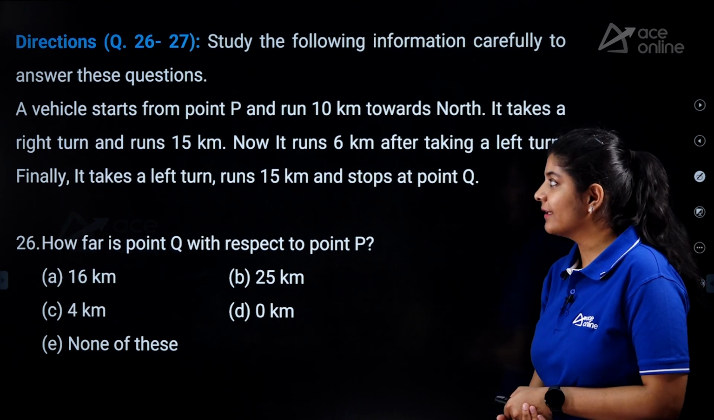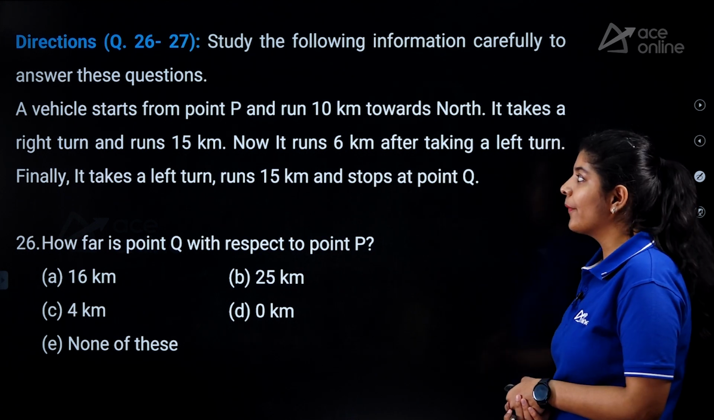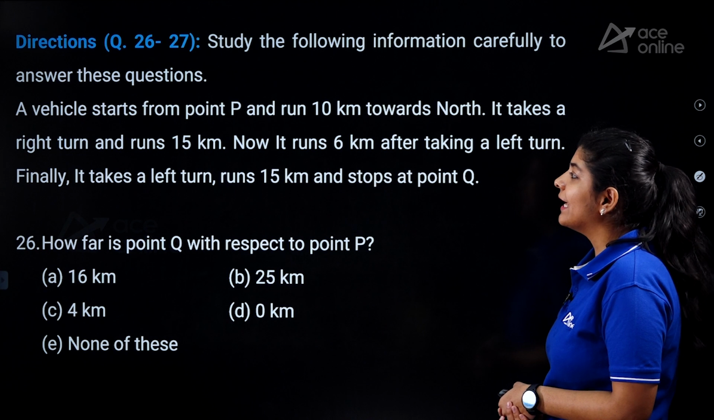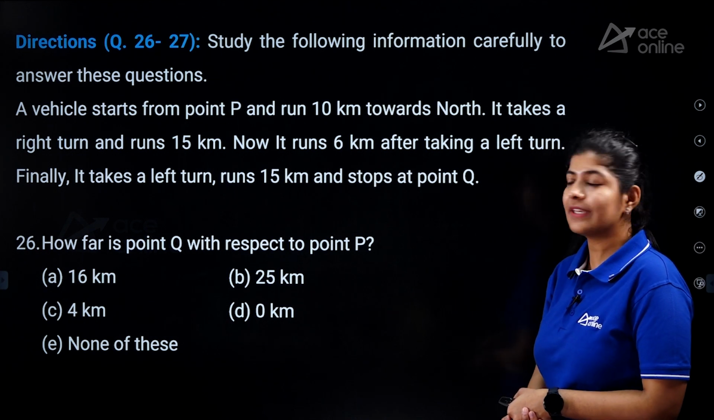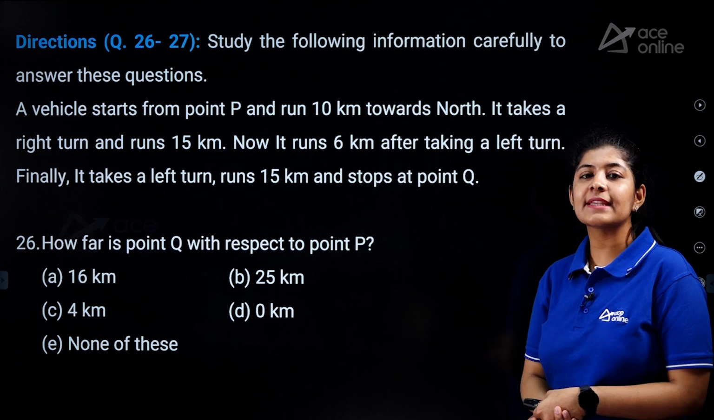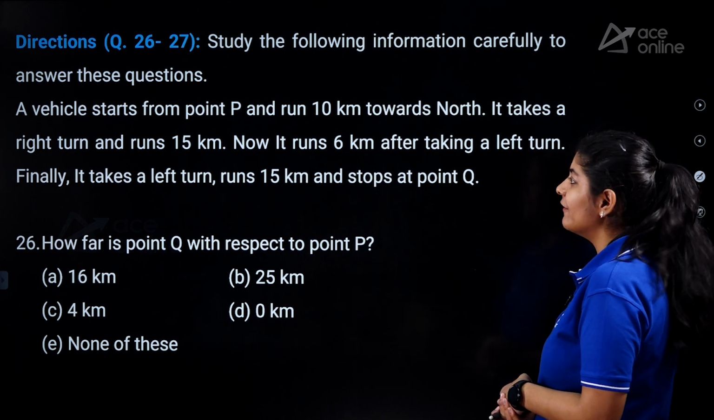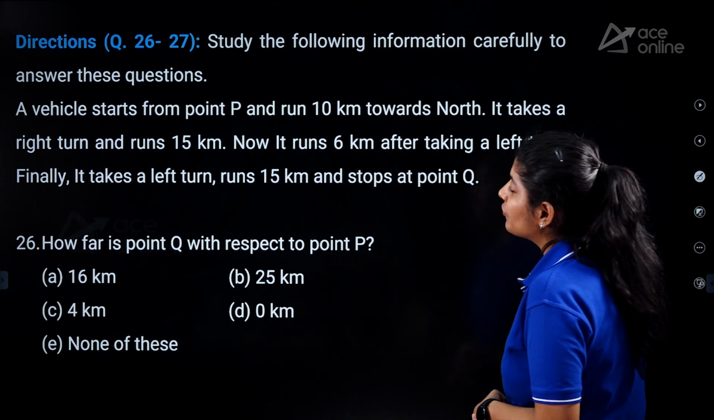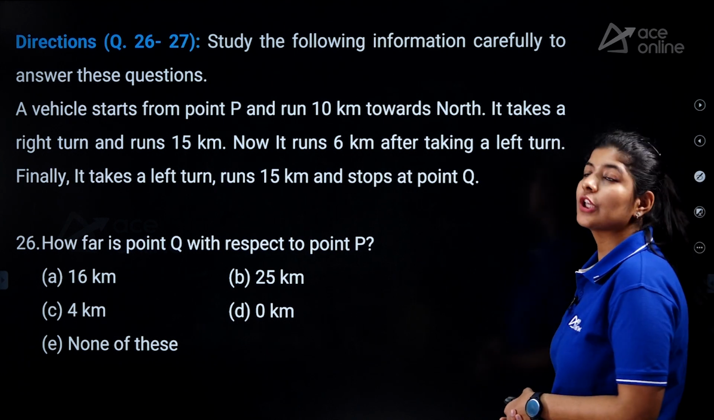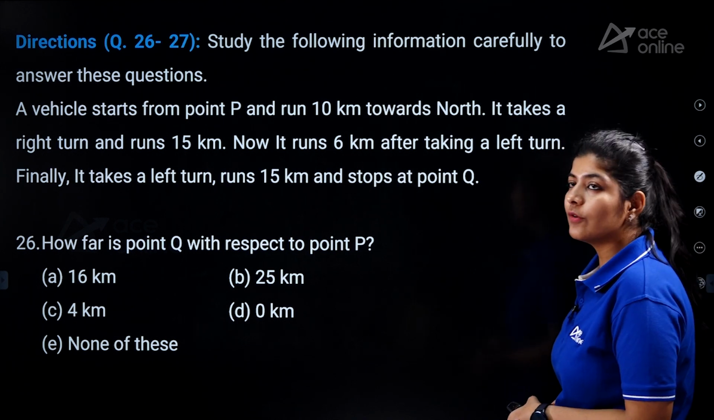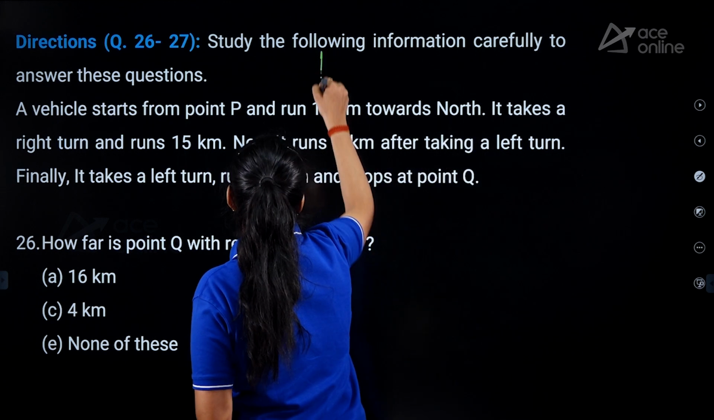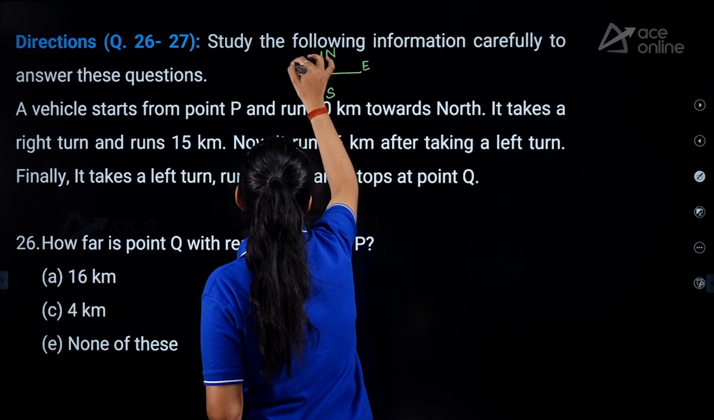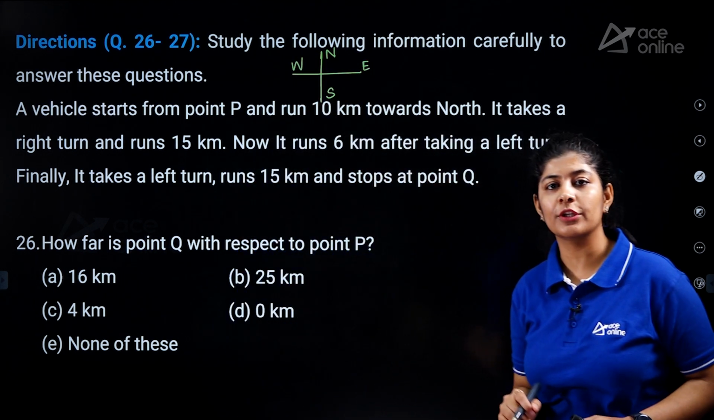So the question says that a vehicle starts from point P and runs 10 km towards north. It takes a right turn and runs 15 km. Now it runs 6 km after taking a left turn. Finally, it takes a left turn, runs 15 km and stops at point Q. Now this is the data. Whenever we have a question from the concept of direction and distance, we just need to draw the direction plane so that we can easily draw the diagram.